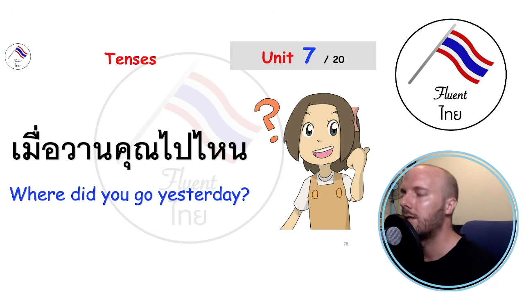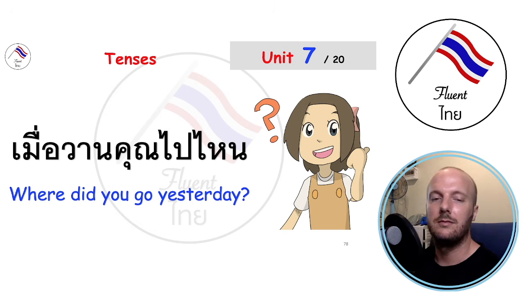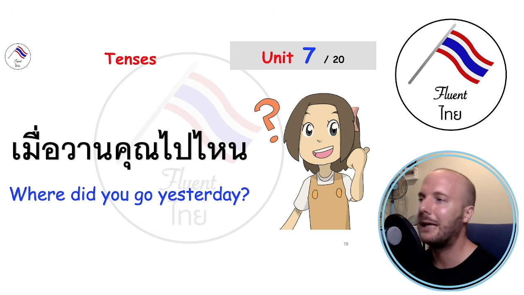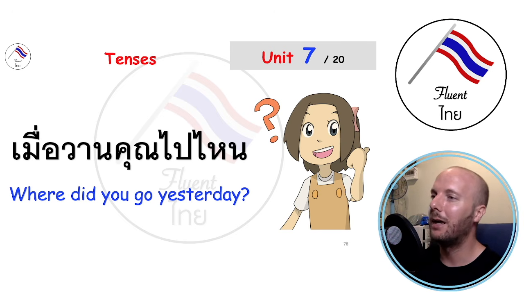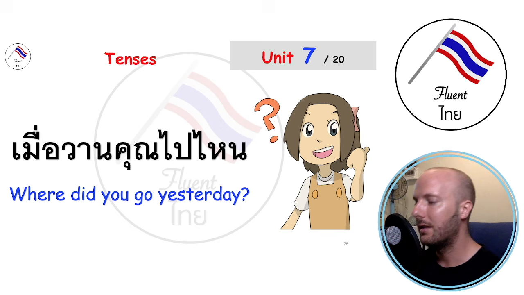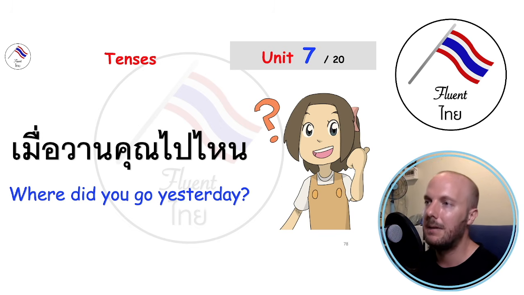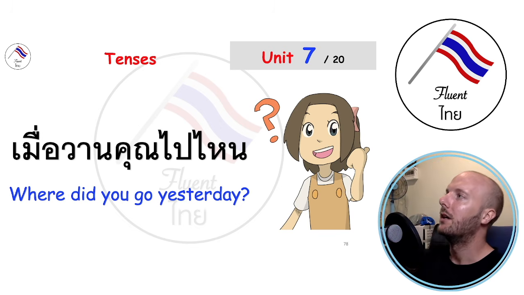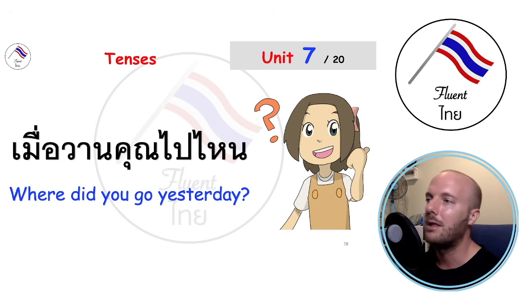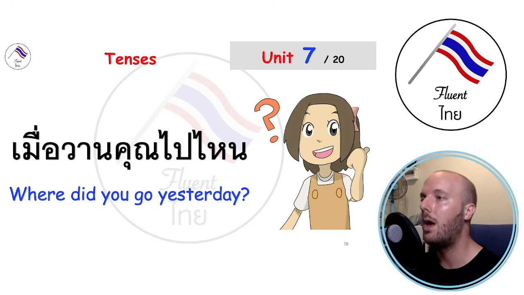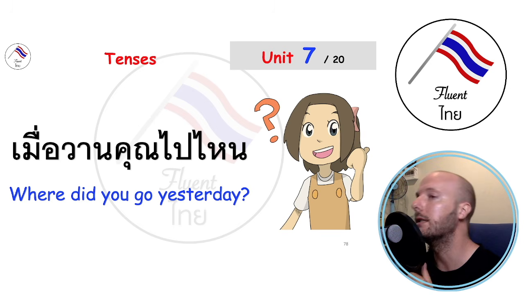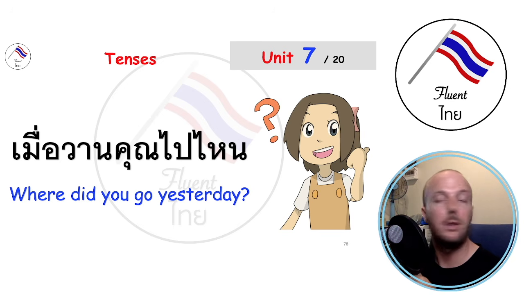So, English has a lot of fluff and complicatedness when it comes to tenses. In Thai, they do have a way of making tenses, but it's often just known by the context of the time. So here, where did you go yesterday? The main difference is in Thai, they put the time words at the beginning of the sentence, whereas in English we put them at the end.